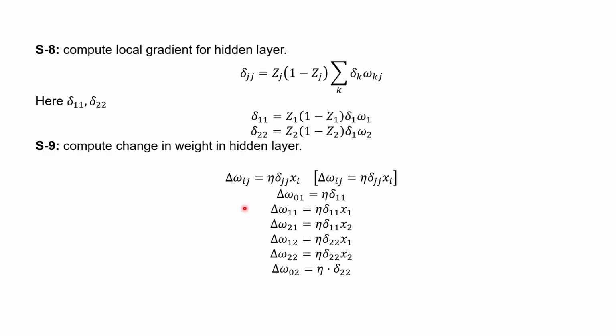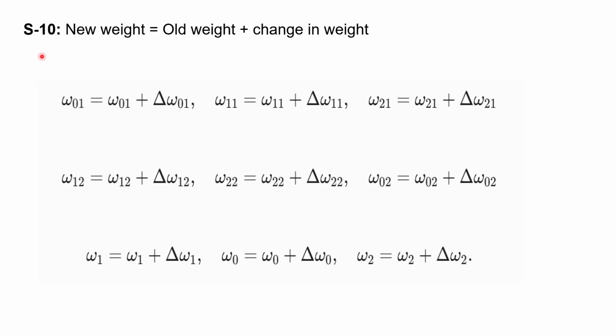For the given network, the change in weights in the hidden layers are del w01 equal to eta into del 11, del w11 equal to eta del 11 into x1, del w21 is equal to eta del 11 into x2, del w12 is equal to eta del 22 x1, del w22 equal to eta del 22 x2, and del w02 is equal to eta into del 22.